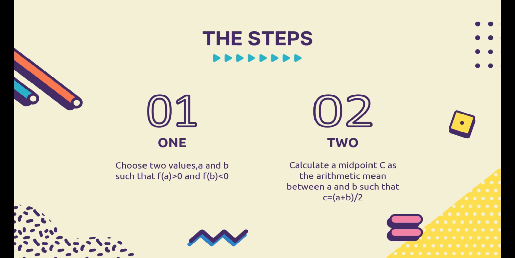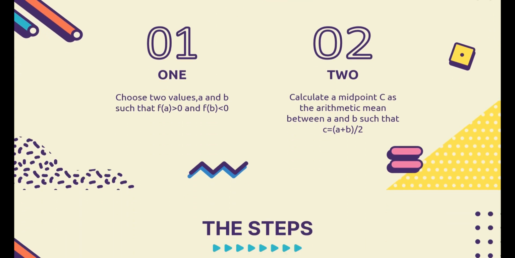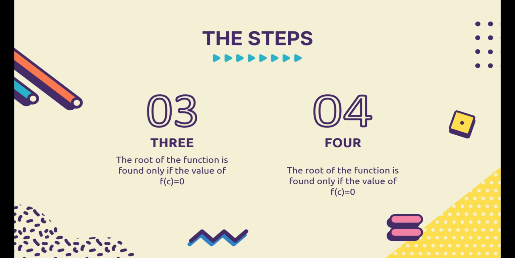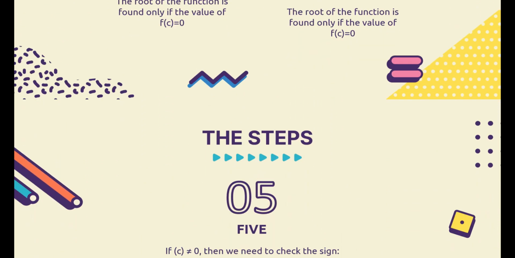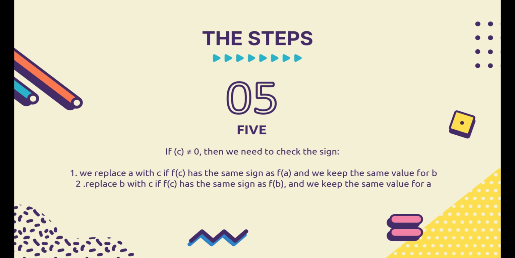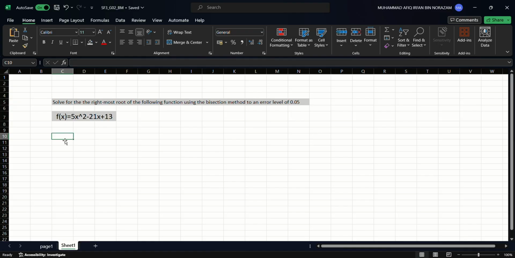We choose the values and calculate a midpoint C, and the root of the function is found only if the value of f(c) is equal to 0. So the last step is if f(c) is not equal to 0, then we need to check the sign. Okay, you can read. So let's start in Excel.